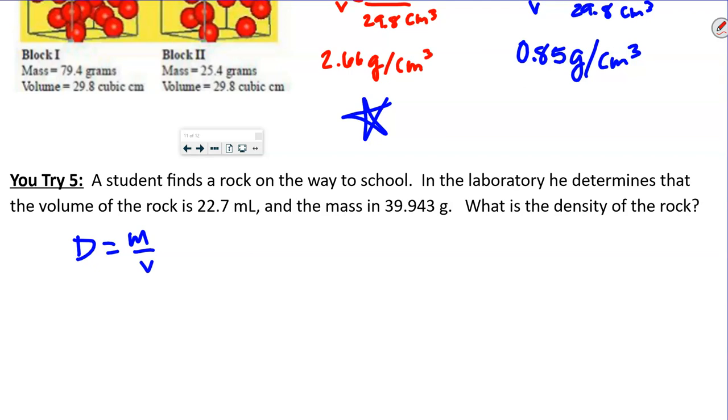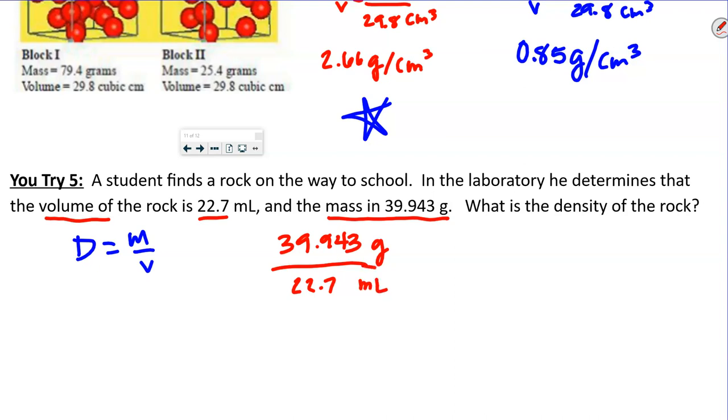So on this one, you're going to do your mass, which is here, 39.943, and you're going to divide that by your volume, which is right here, 22.7. This was grams, and this is milliliters, okay? So your answer is going to be grams per milliliter, okay? So when we do that, I got 1.76 grams per milliliter, okay?